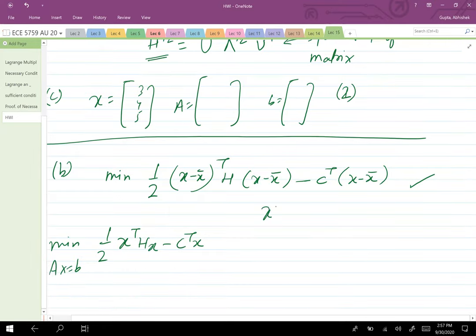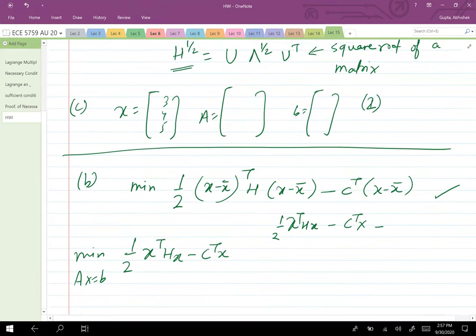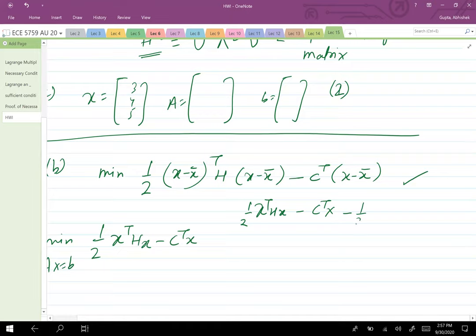Okay, so I have x transpose Hx, x transpose H x bar. I'll have to look at my solutions because I forgot how I did part B. Why don't you send me an email? Yeah, sure. I'll do that, and I'll reply to your email with what I was thinking about when I was writing that equation. Okay.